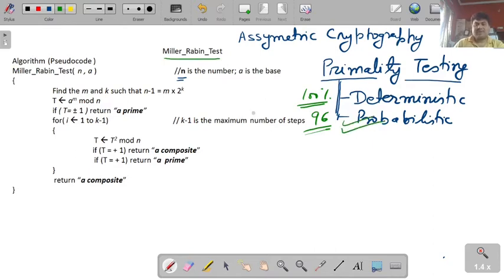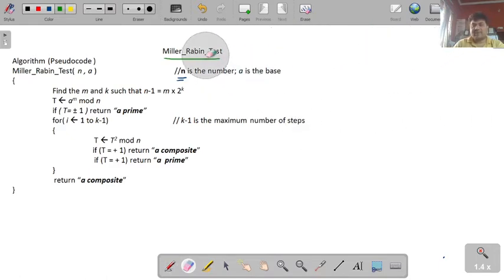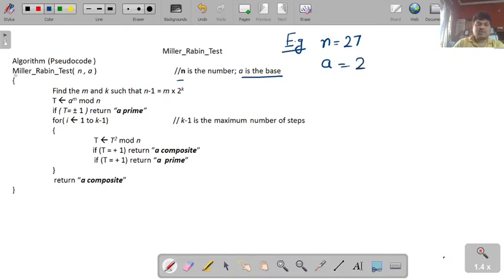So let's try to find out, with the help of an example, whether a particular number is prime or not with the help of the Miller-Rabin test. In the first example, example number 1, we will take a number n equal to 27, and generally we take the base a. As you can see, a, the base, is 2 because we are dealing with the binary number system. So in the Miller testing approach we pass n and a.